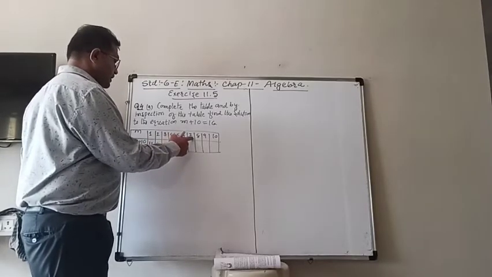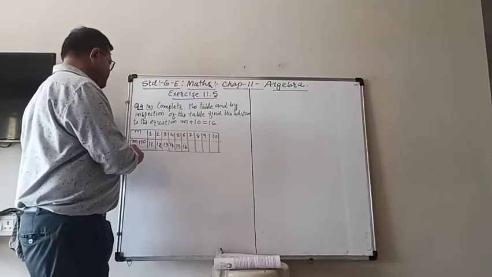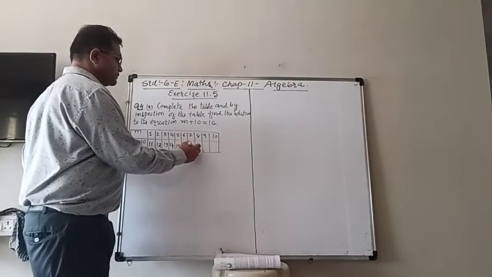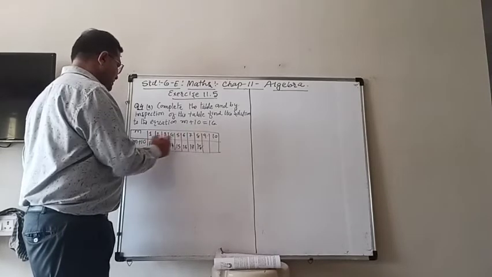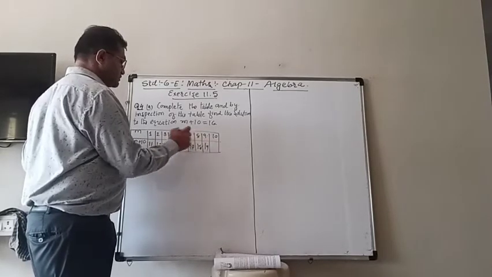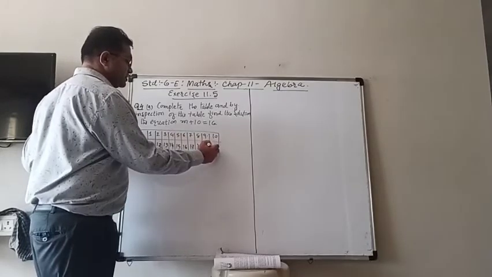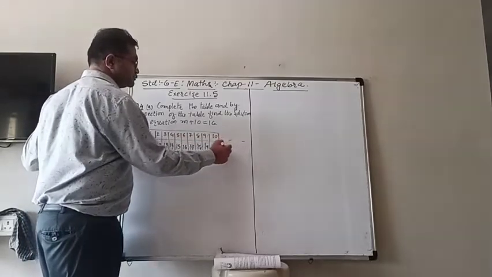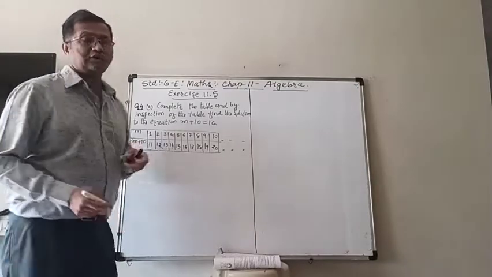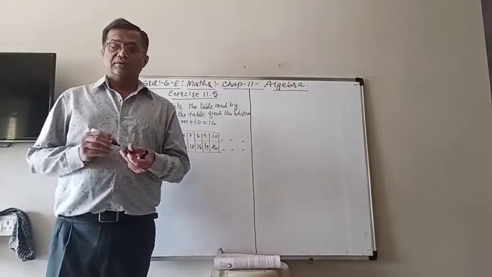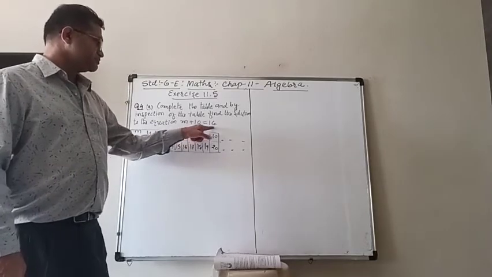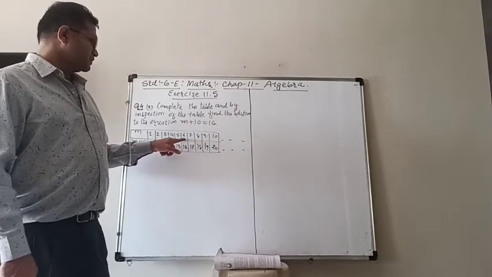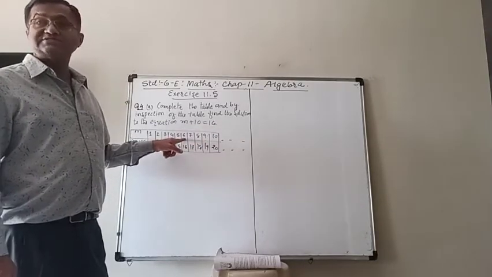Then for m is equal to 7, 7 plus 10 is 17. Then 8 plus 10 is 18. 9 plus 10 is 19. 10 plus 10 is 20 and so on. Now we can't go on and on, because we already get the value here. You can see that 16 is here for the value of m as 6.